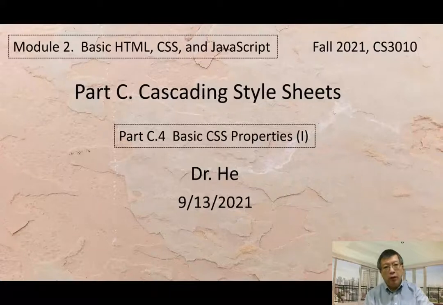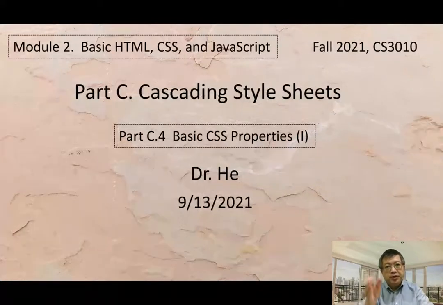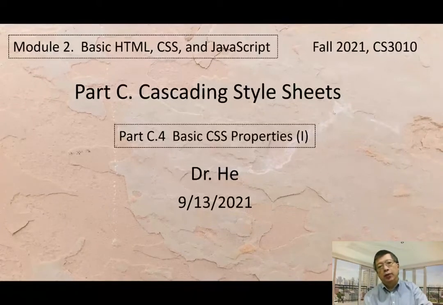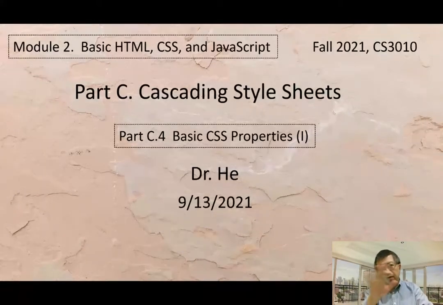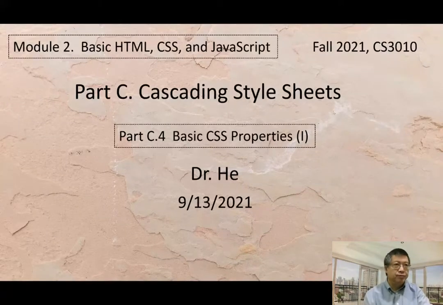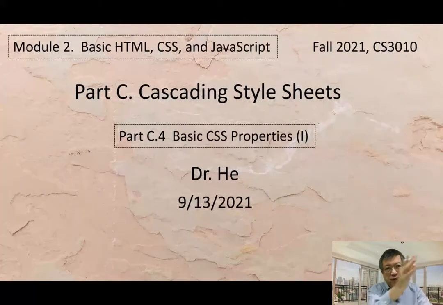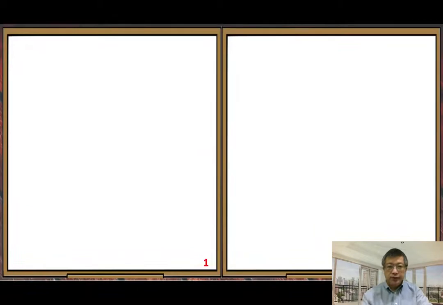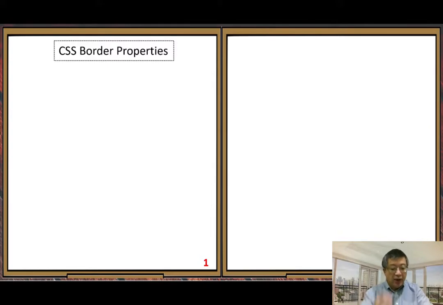Part C.4, Basic CSS Properties, Part 1. We need to cover many CSS properties, so we will use several parts. This is the first one, Part 1. All right, so let's look at the first property. What is our first CSS property?